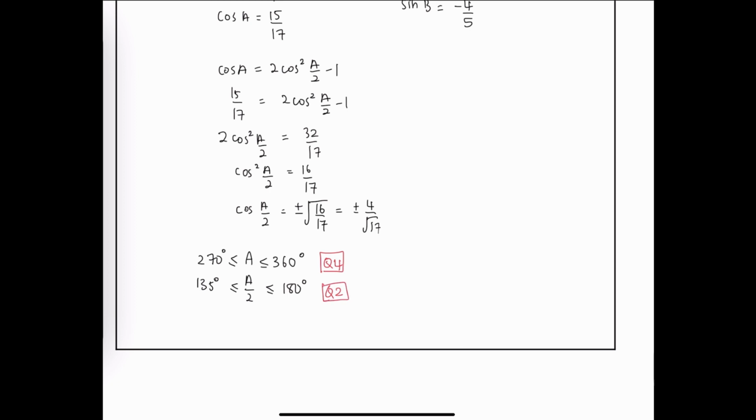So in the second quadrant, A, S, T, C, on this side only sine is positive. So our cos will be negative. That's why we're going to take the final answer of negative 4 over 17.